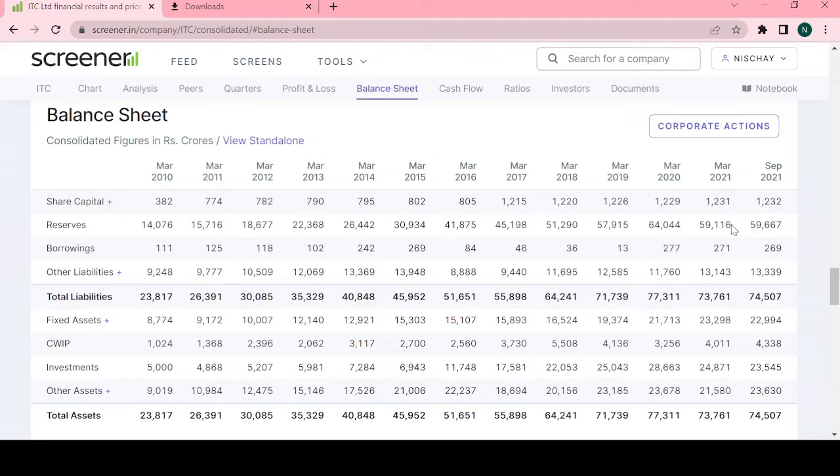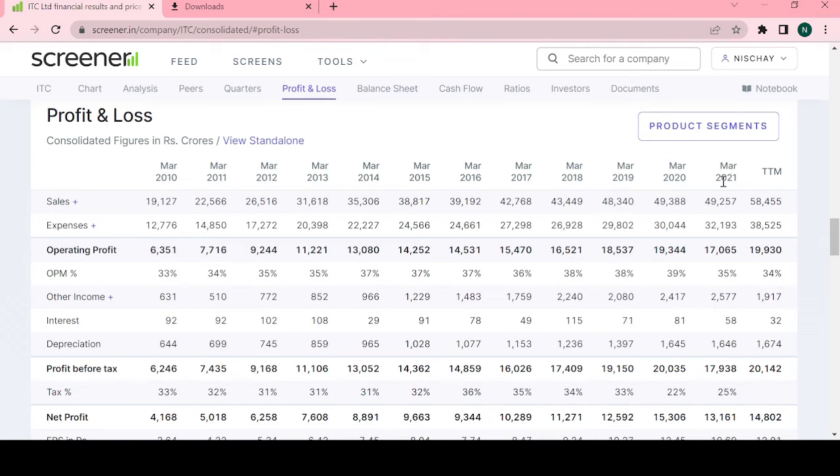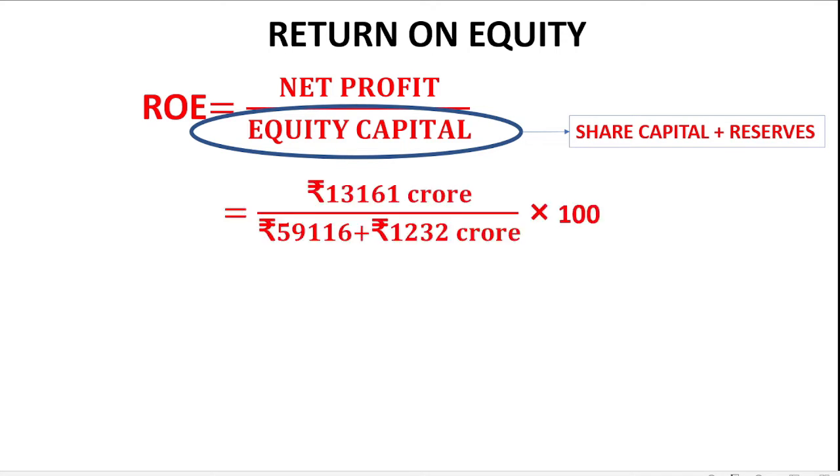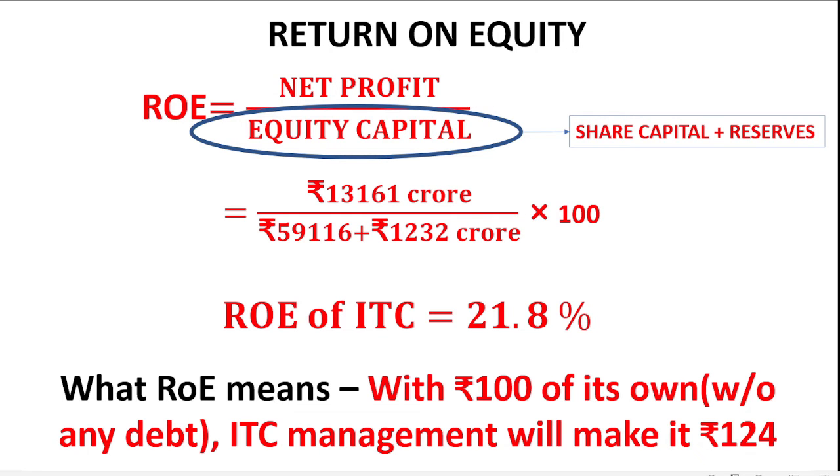This is the money which is really available to the management and they can use it. And if you go to the P&L statement, you can see that in March 2021 they made a net profit of 13,161 crores. If you plug these numbers into the formula, you get 21.8% as the return on equity for ITC. Now how can you read this number? What ROE means here is that if you give 100 rupees to the management of ITC without any debt, then the ITC management can make it 124. That's how efficient the ITC management is.